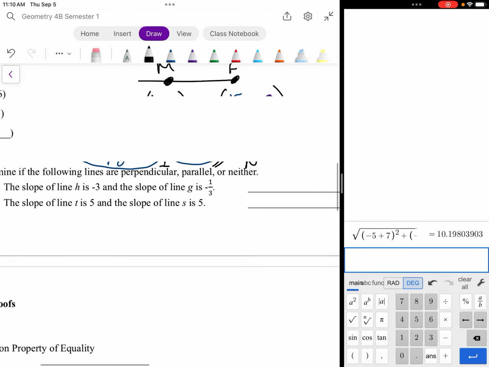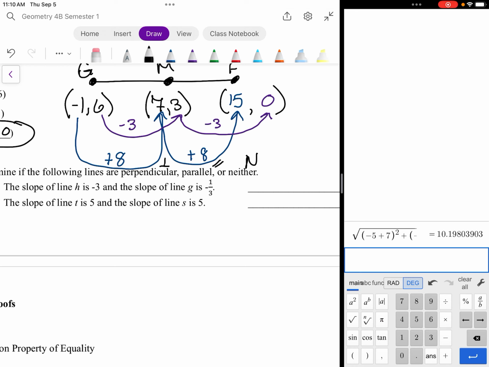So for letter A, it says the slope of line H is negative 3, and the slope of line G is negative 1/3. So they have the same sign, but the numbers are different. So that means it cannot be parallel. And then because they have the same sign, they cannot be perpendicular, because for perpendicular slopes, you need one positive and one negative. So that means it's not parallel, not perpendicular, it would be neither.